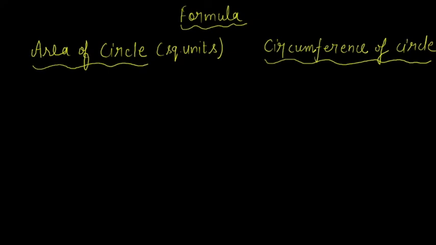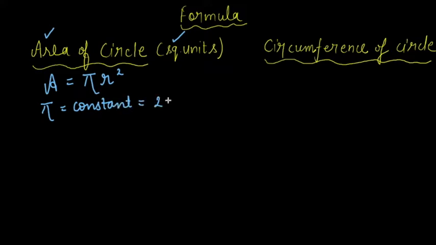Let's see next: area of a circle and circumference of the circle. Two important formulas. We always measure area in square units, whether it is of a square, of a triangle, of a rhombus, it is always measured in square units. So area of the circle is defined as pi r square, where pi is a constant and the value of pi is 22 upon 7, which is approximately equal to 3.14.